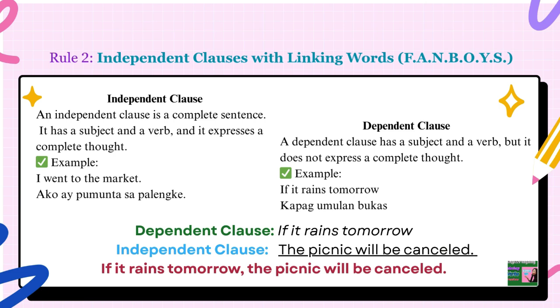A dependent clause, on the other hand, also has a subject and a verb, but it doesn't express a complete idea on its own. For example, if it rains tomorrow, this thought is incomplete even though it has a subject and a verb. A dependent clause needs to be connected to an independent clause to make the sentence complete and clear. For example, if it rains tomorrow, then you can add another independent clause: the picnic will be cancelled. So, if it rains tomorrow, the picnic will be cancelled.